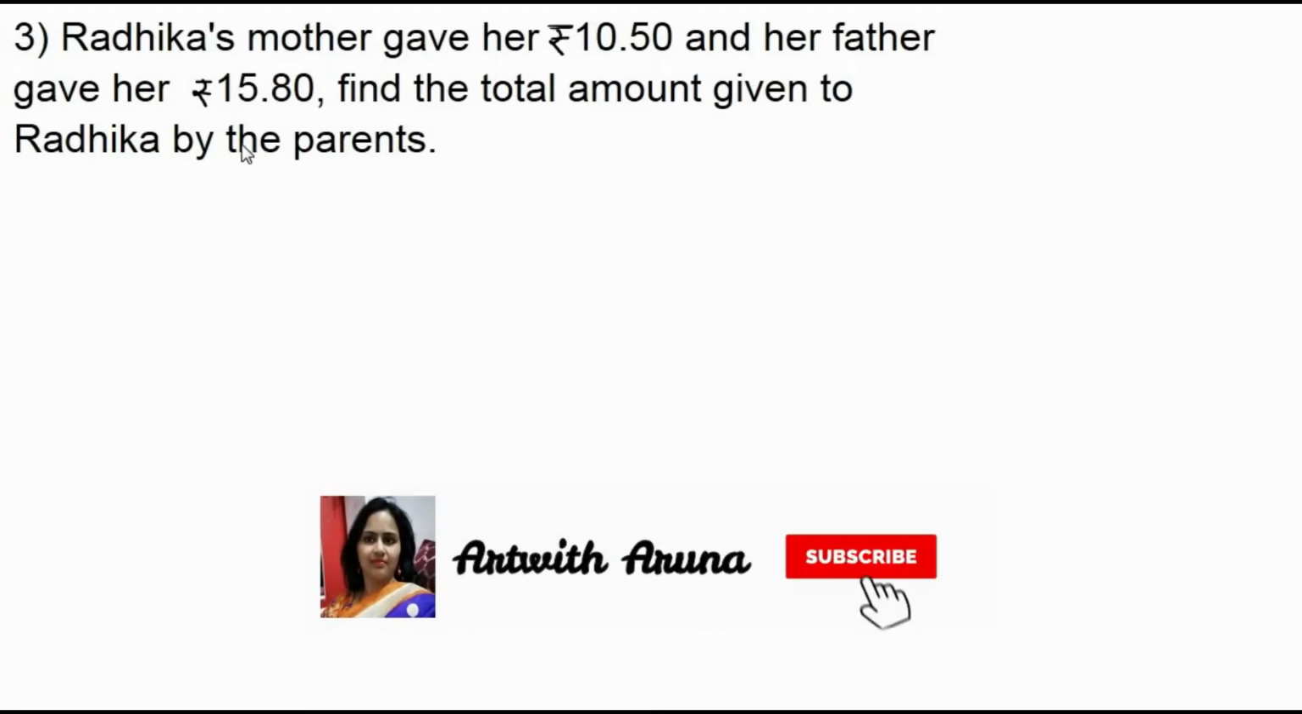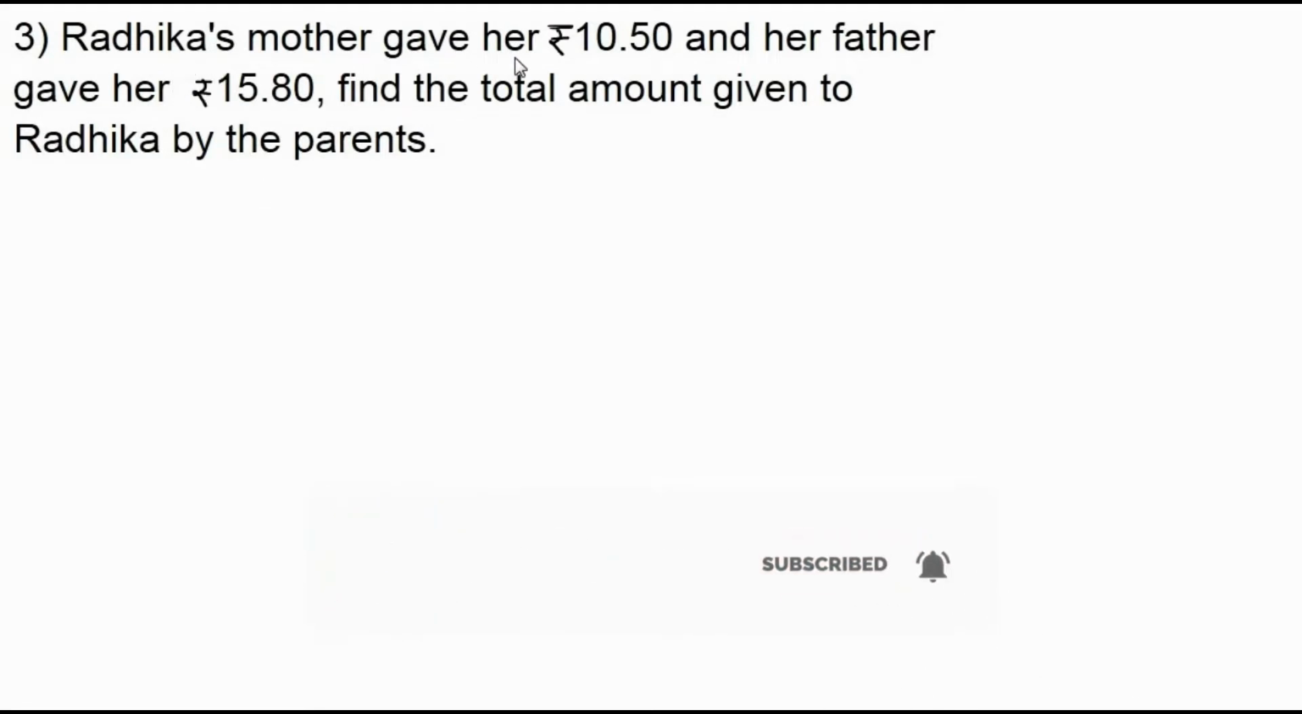Third question of this exercise is: Radhika's mother gave her rupees 10.50 and her father gave her rupees 15.80. Find the total amount given to Radhika by the parents. Again, here you can observe the word total, and when total comes in a word problem, it means we need to add the given numbers. So what we need to do here, we need to add the amount given by Radhika's mother to her and the amount given by her father to her. So let's write down the statement for this question.